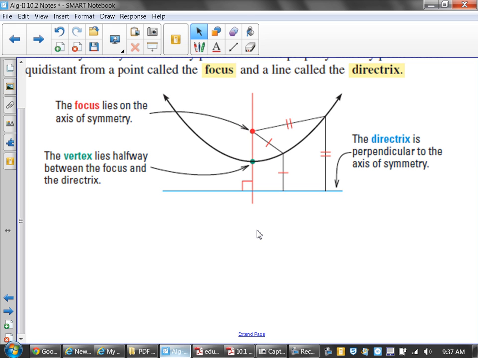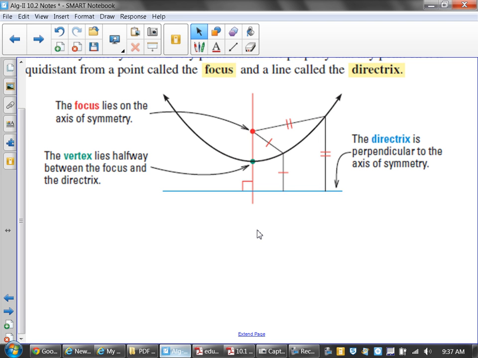The directrix, on the other hand, is always equidistant as well. They have the same distance between the vertex to the focus as there is from vertex to the directrix. And the directrix is always perpendicular to whatever axis of symmetry the parabola may have.